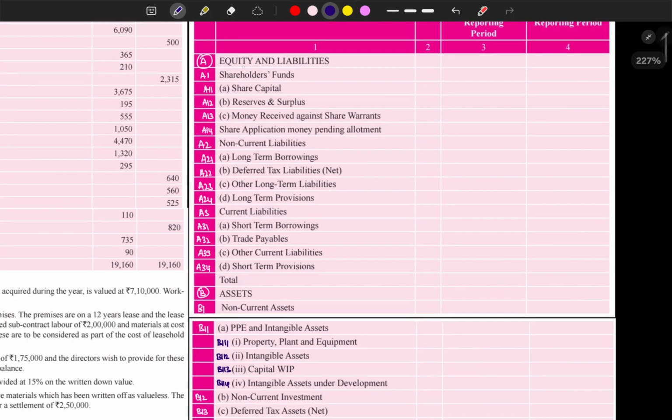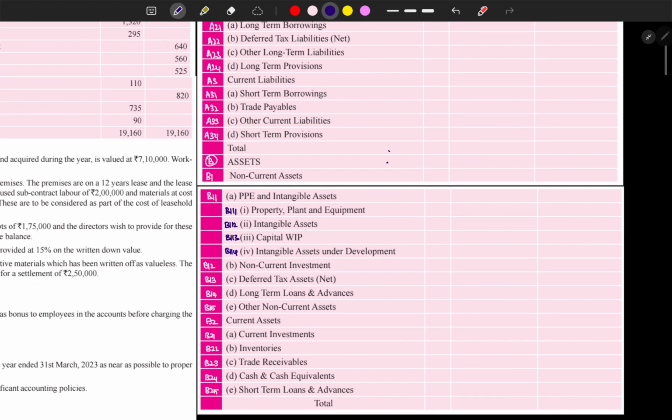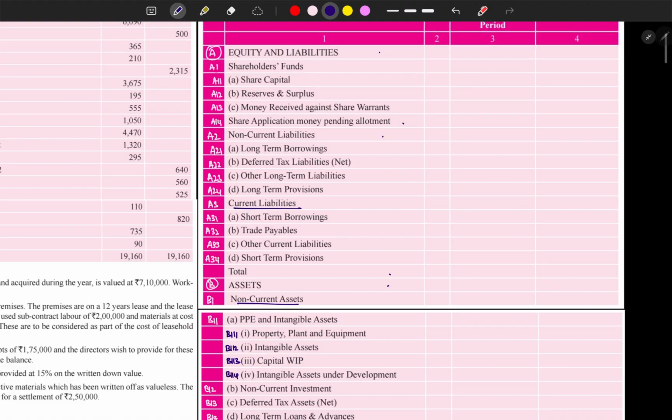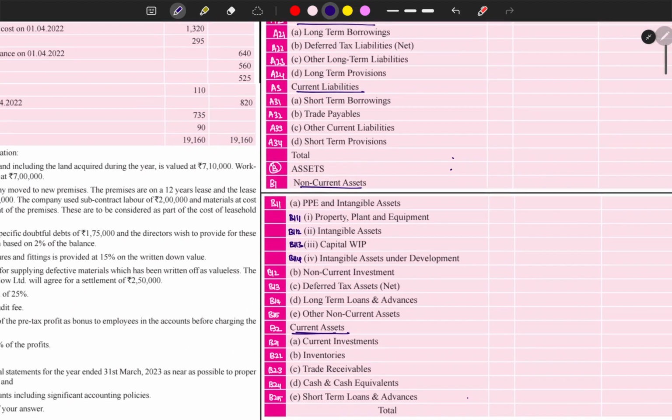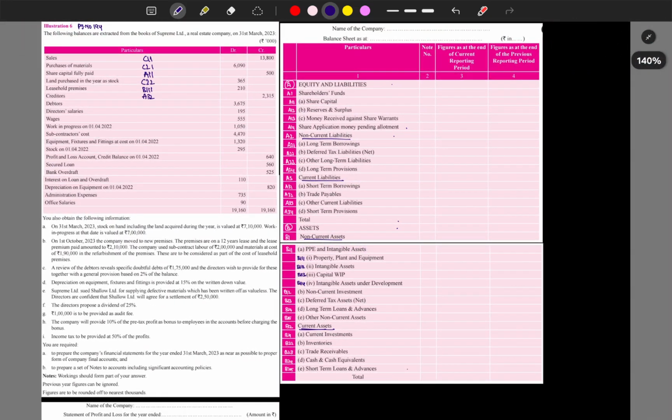The balance sheet will tell us about the equity and liabilities. The equity part takes from here to here, and from here to here is the liability area. Assets start from here to here. Assets can be split into non-current assets and current assets. Non-current assets start here, current assets start from here. Current liabilities start from here, and non-current liabilities start from here. There are four items, barely 5 or 6 items. That's it in the balance sheet.